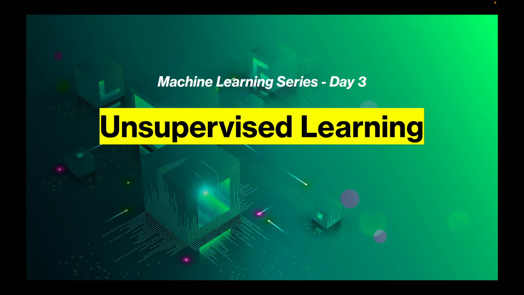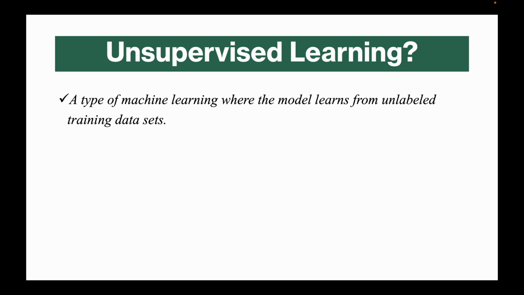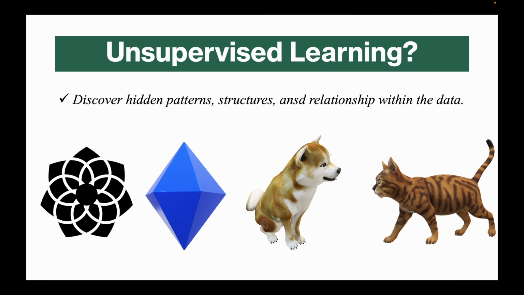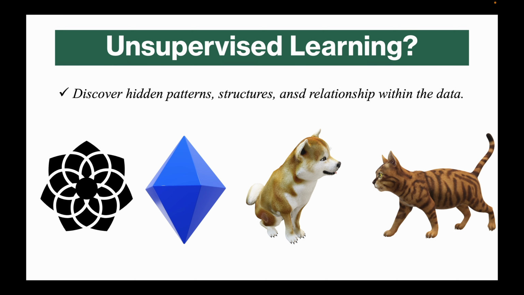What is unsupervised learning? Unsupervised learning is a type of machine learning algorithm where the model learns from unlabeled training datasets. This algorithm discovers hidden patterns, structures, and relationships within the data without any prior knowledge of the outcomes. That means the model has only input parameters, as we don't provide output parameters to our model. So the model is basically learning without supervision.